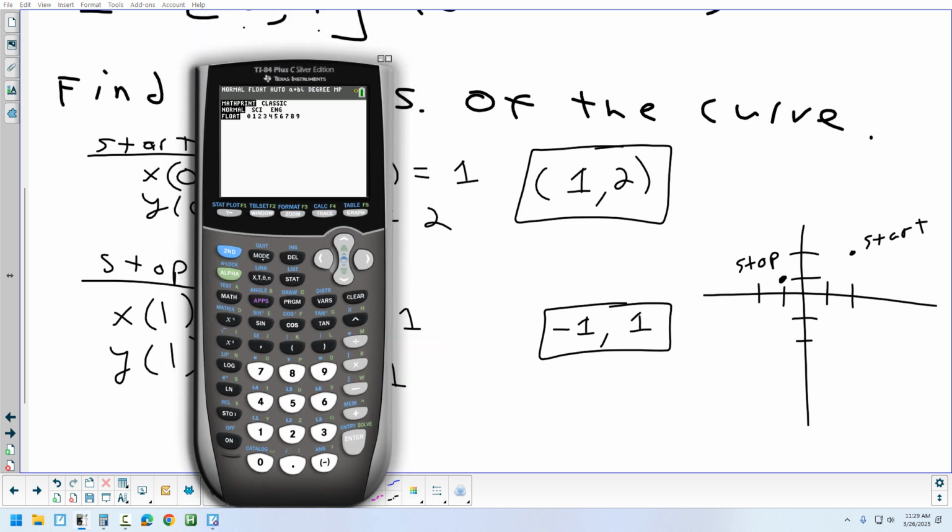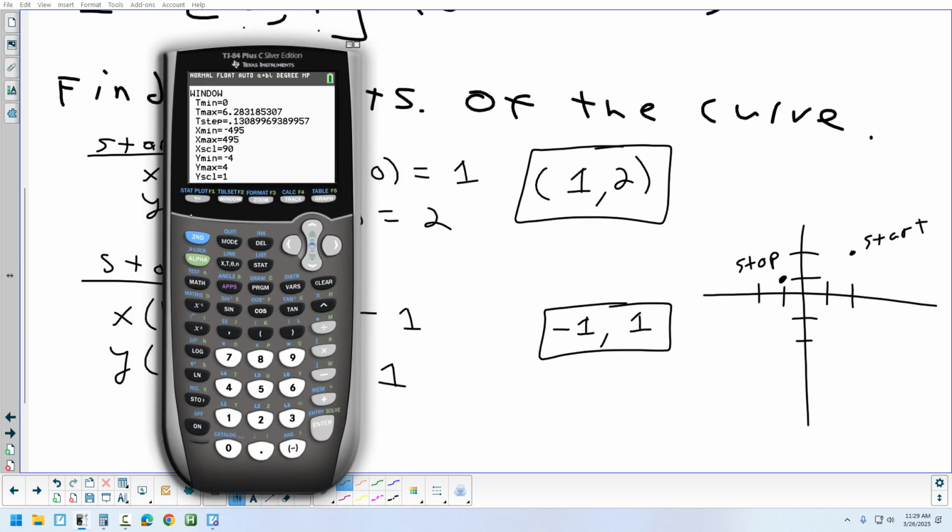Okay, so first thing, if you are not in parametric, you want to put your calculator in parametric. Okay, go to window. I'm going to start with a window that includes those 2 points. If the graph curves outside of it, I'm going to have to fix it. Just leave that on whatever it's on right now. So for x min, let's go negative 2, just to have a little extra. X max, I'm going to go 3. So I got a little extra. Y max, well, I'm up at 2. I'm going to go to 3.